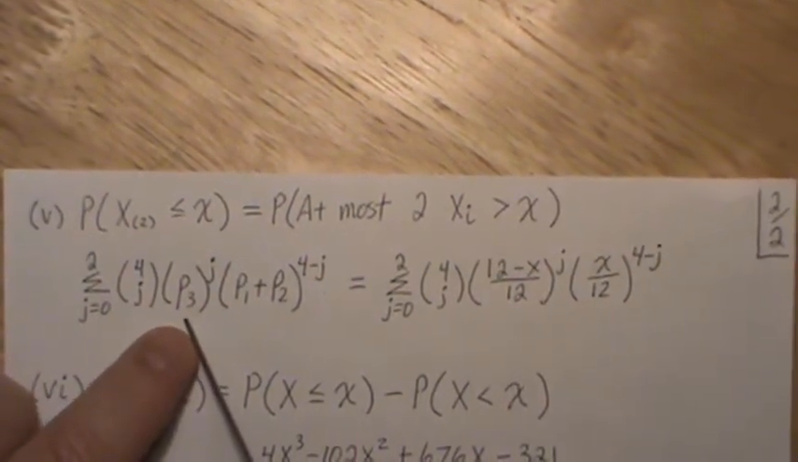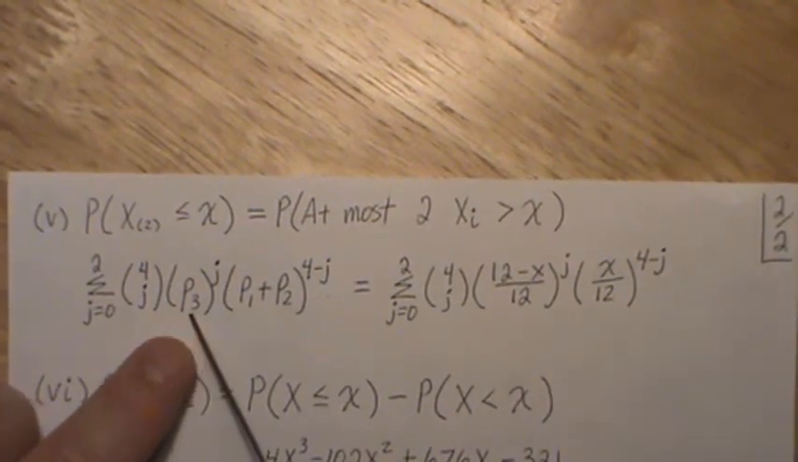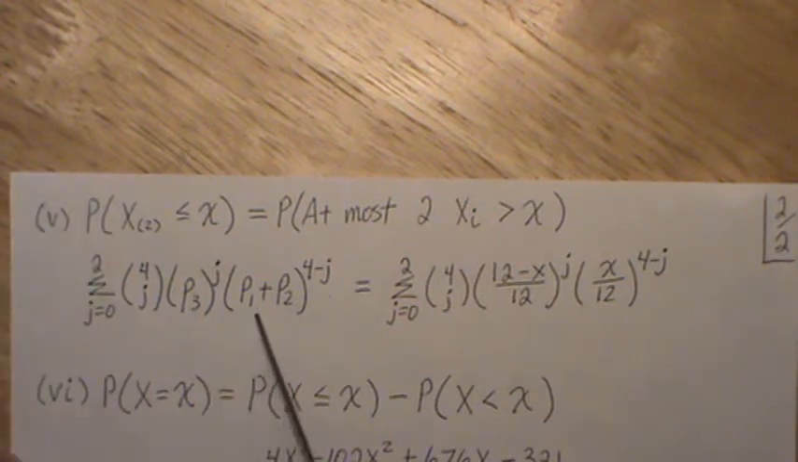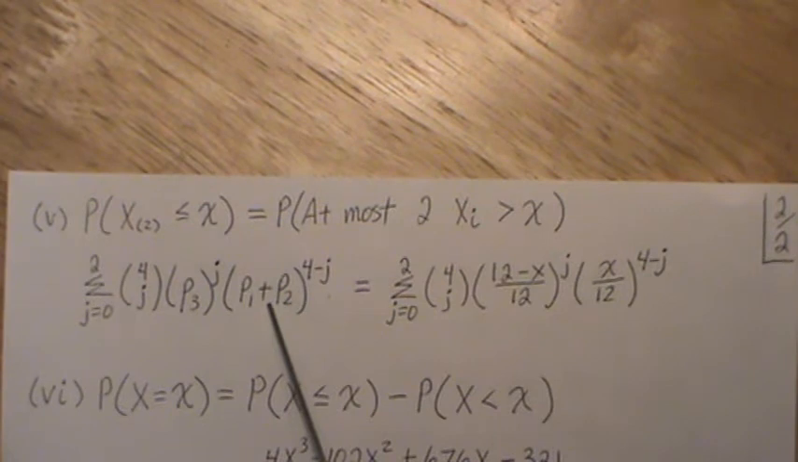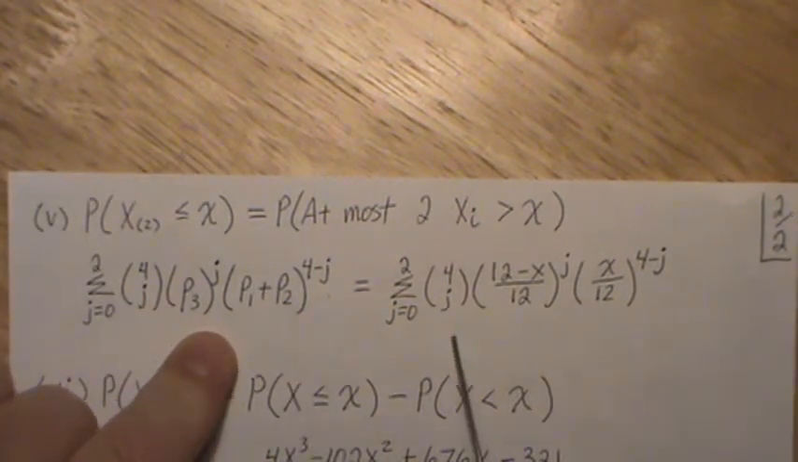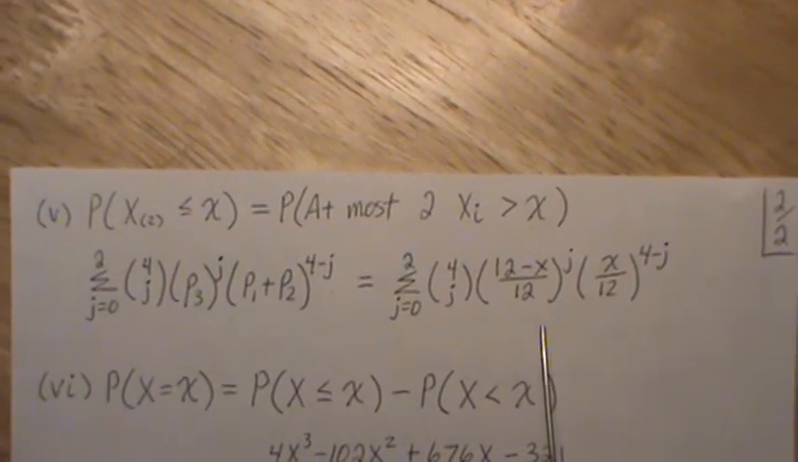So to be strictly above x, it creates a binomial. P3 is the probability that we're strictly above x, and then P1 and P2 is the probability that we are less than or equal to x. And so this is a binomial that we sum, and we get this quantity here.